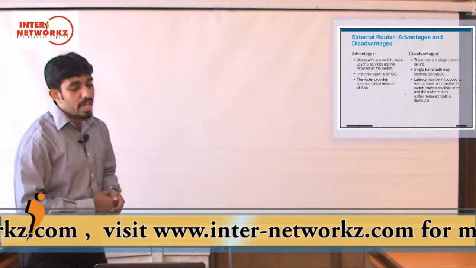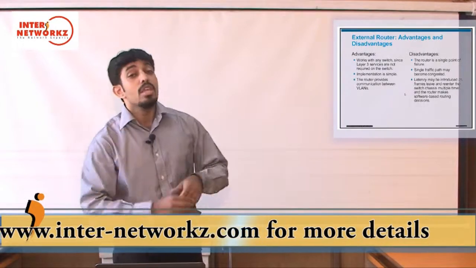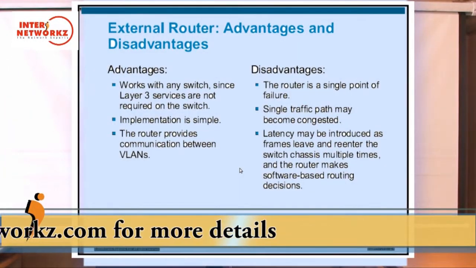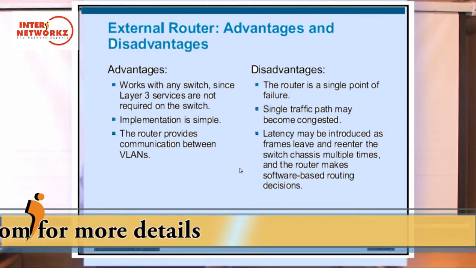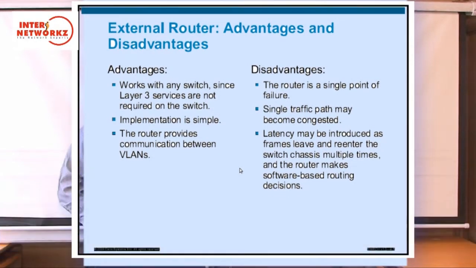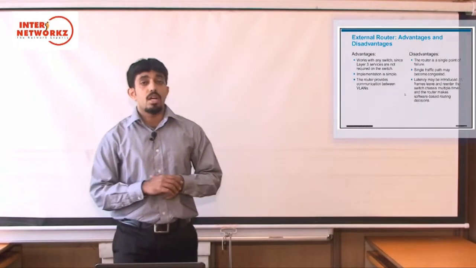Advantages: it works with any switch, since layer 3 capability is not required on the switch. When you have only a layer 2 device, a switch capable of doing only L2 operations, you don't need the switch to do L3. A router can do the L3 operation, and the implementation is much simpler, as you can see from the configuration. The router is exactly the device that communicates between two different LAN networks.